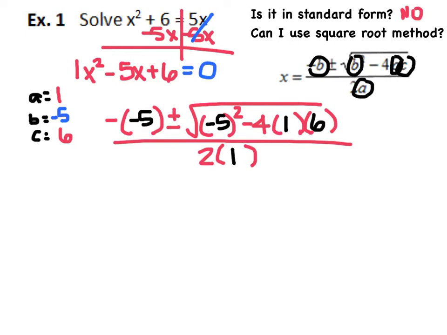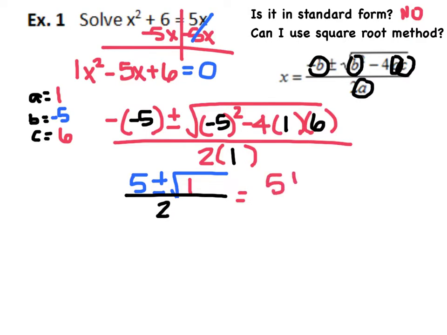Negative and a negative turns it into a positive 5. Plus or minus the square root of, now in my calculator I'm going to go ahead and type in just how I wrote it here, okay? So with the parentheses and everything, I'm going to type in parentheses negative 5, close parentheses, squared, minus 4, open parentheses, 1, close parentheses, open parentheses, 6, close parentheses, and see what I get. And my answer here is going to be 1. And that's all being divided by 2 times 1, which is 2.